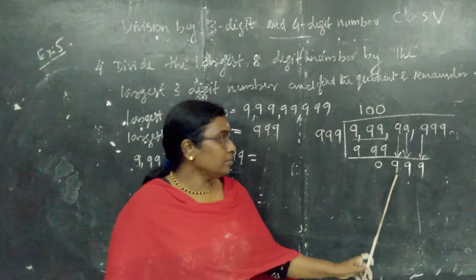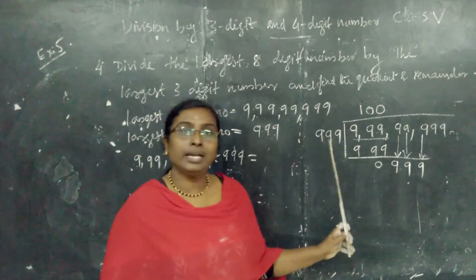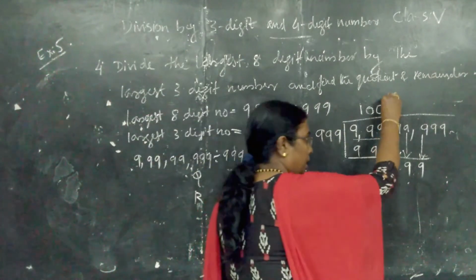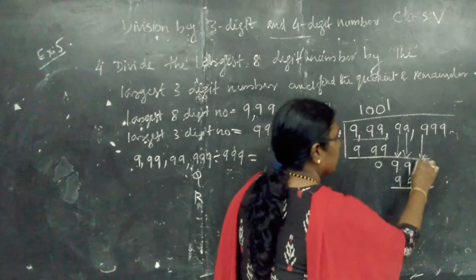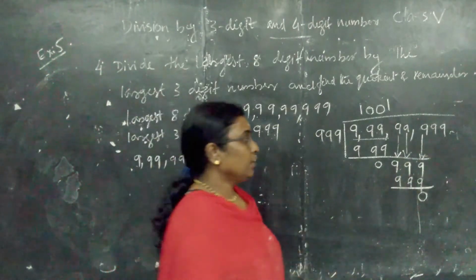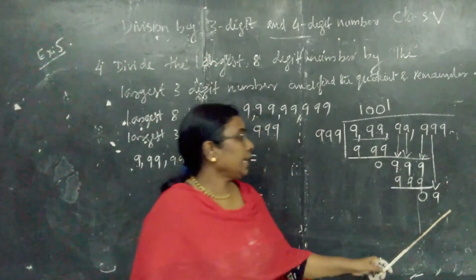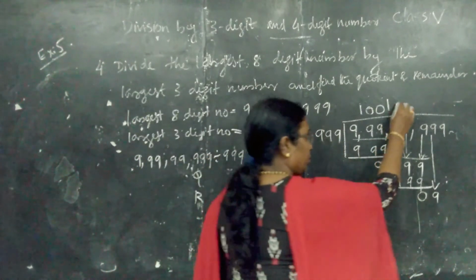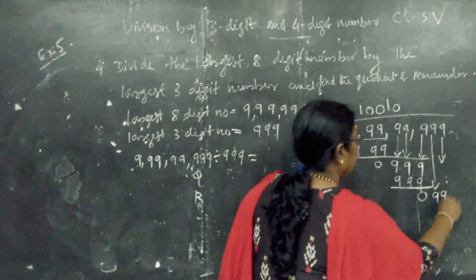Okay. Now it becomes 999. Now we can divide 999 by 999. How many times? 1 time. 999. Then subtract. The remainder is 0. Okay. Then write down the next digit. 9. We cannot divide 9 by this number. So we put a 0 here and write down the next digit. 99.